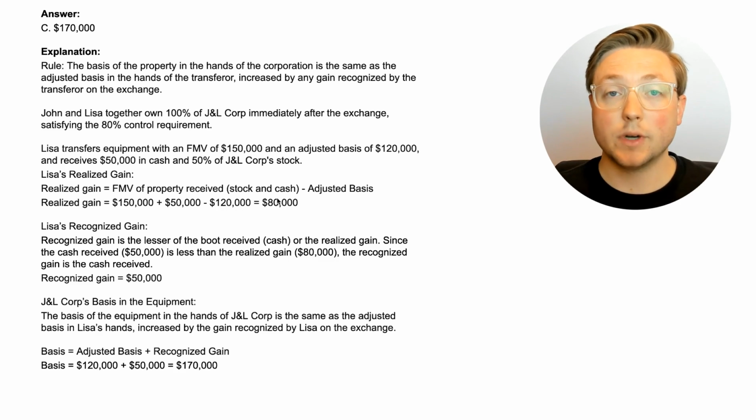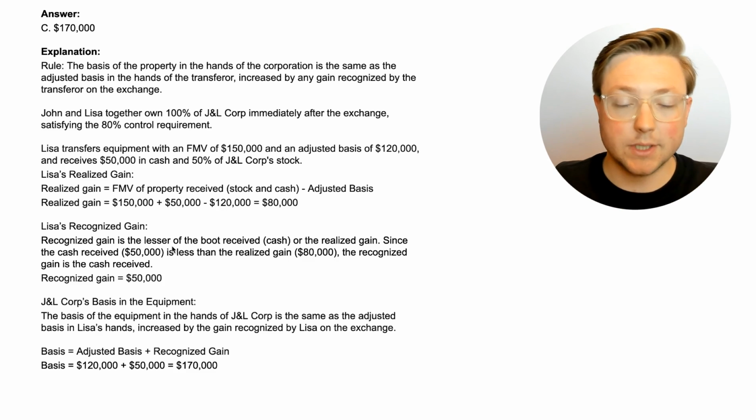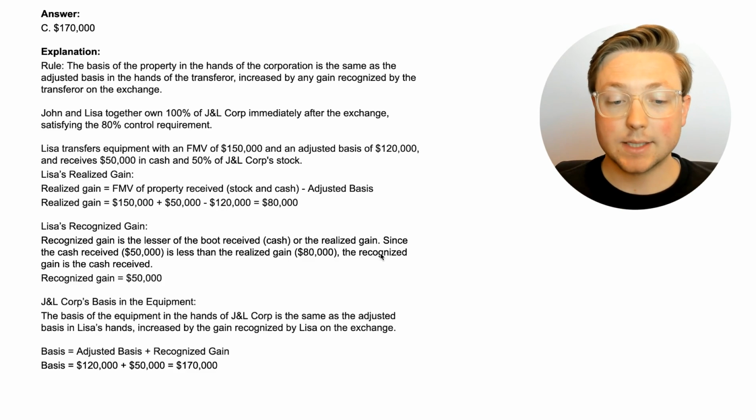And the reason that that's important is because we do always want to compare the realized gain to the potential recognized gain, because again, as a reminder, we didn't really see it in this video, but the recognized gain is actually the lesser of the realized gain or the boot received. So in this case, luckily the boot received is less than the realized gain. The cash is $50,000 and the realized gain is $80,000. So we take the $50,000 as the recognized gain.